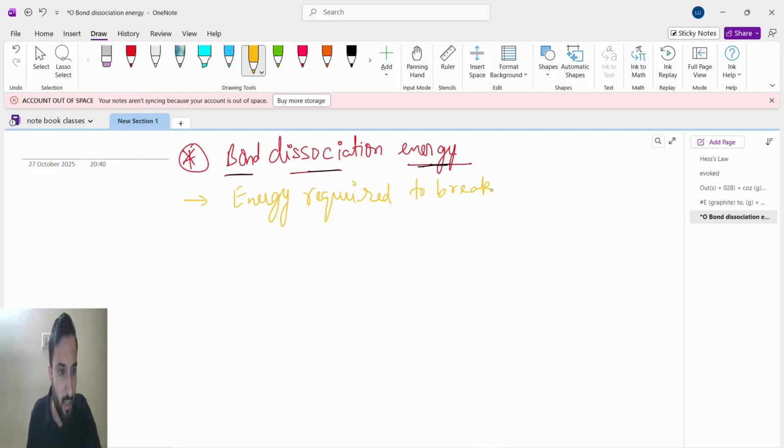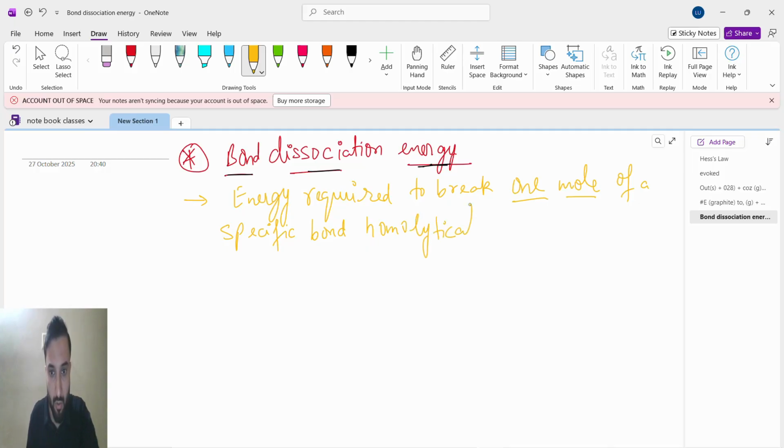The standard condition means energy required to break 1 mole of a specific bond. So we know which bond we have to break. Because 1 mole is what? Standard form. So every time we will talk about the standard form. So energy required to break 1 mole of a specific bond homolytically in a molecule, in a gaseous state.